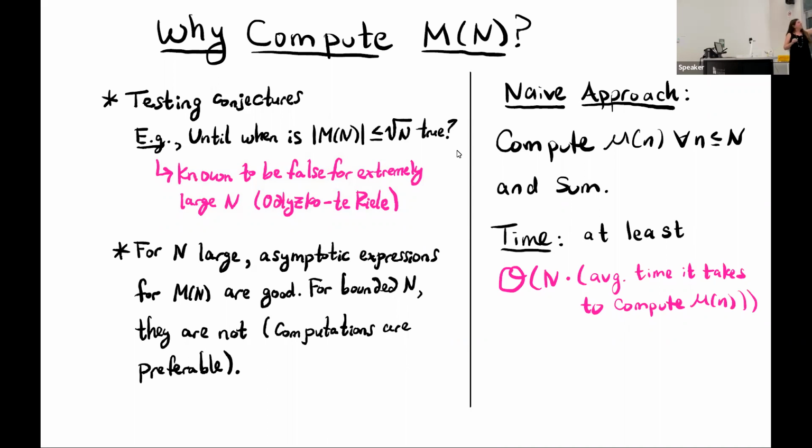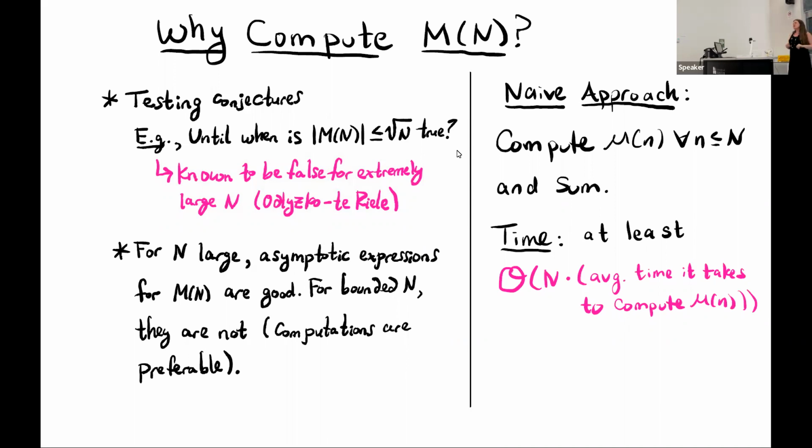Odlyzko and te Riele showed that for some extremely large n, it ends up being false. But we don't know the first value of n for which this inequality fails. So one thing that might be nice about computing values of M of n is one might hope that someday, with a lot more computer power and better algorithms, one might be able to find the first instance where this flips. We are currently nowhere close to that, as far as we can tell. But that's one reason you might be interested in trying to compute M of n.